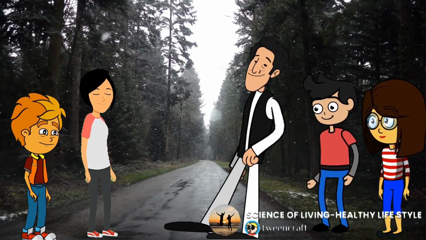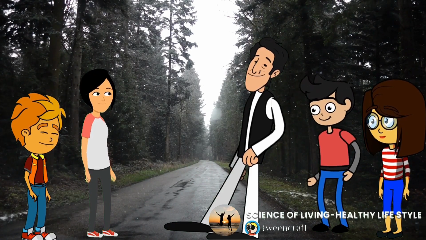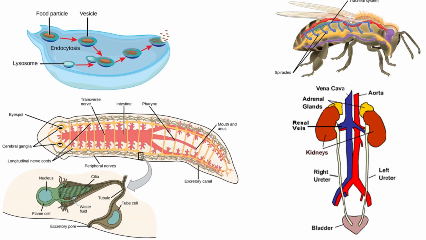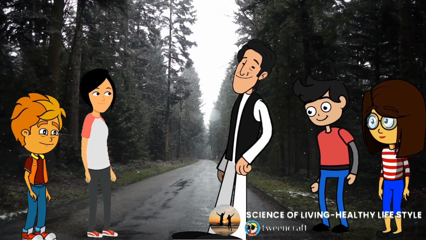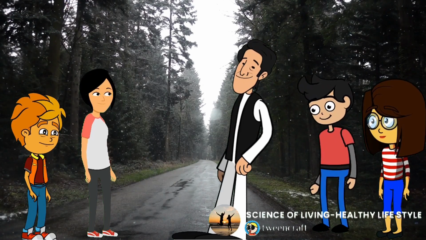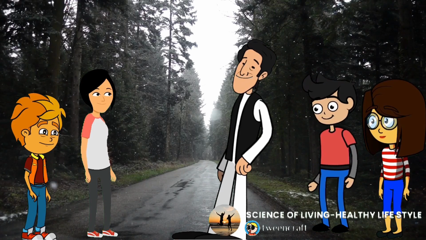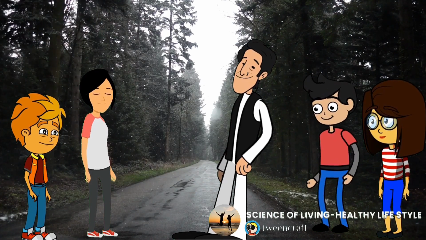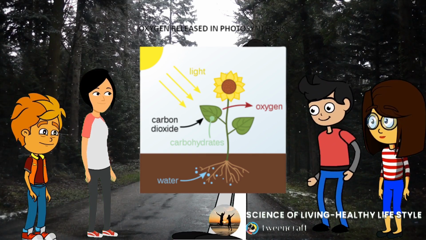So, what kind of waste do you think plants produce? Do they produce waste like animals do? Great question. While plants don't produce waste in the same way animals do, they still generate byproducts during their metabolic activities. One of the primary waste products in plants is oxygen, which is released during photosynthesis.